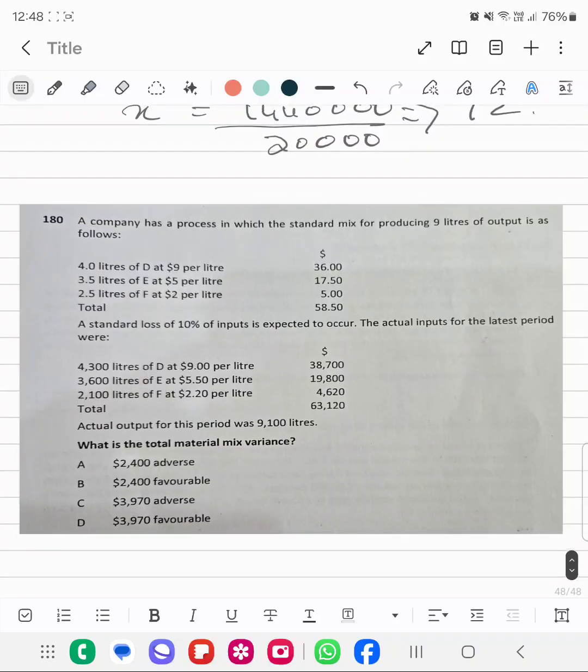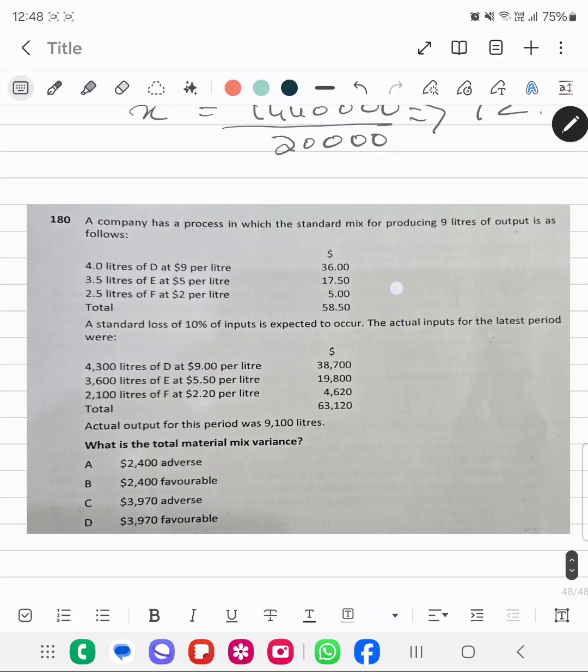Another question is, a company has a process in which standard mix of 9 liter of output is as follows. We've been given this standard material which is supposed to be used for DEF, and the standard price as well, and a standard loss of 10% of input is expected to occur. Okay, so the actual output for the latest period is this much, and we are supposed to find the total mix variance.